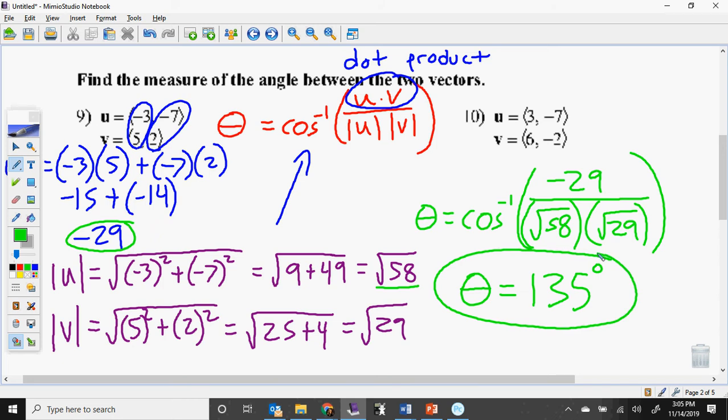Okay. So a few different steps there, but really all we did was find the magnitudes of both vectors. We found a dot product, and then we just plugged into our formula and then plugged into the calculator. So number 10, 11, and 12 are exactly the same way. Number 13 on is still actually the same way, but it looks slightly different, so I'll do number 13 next.